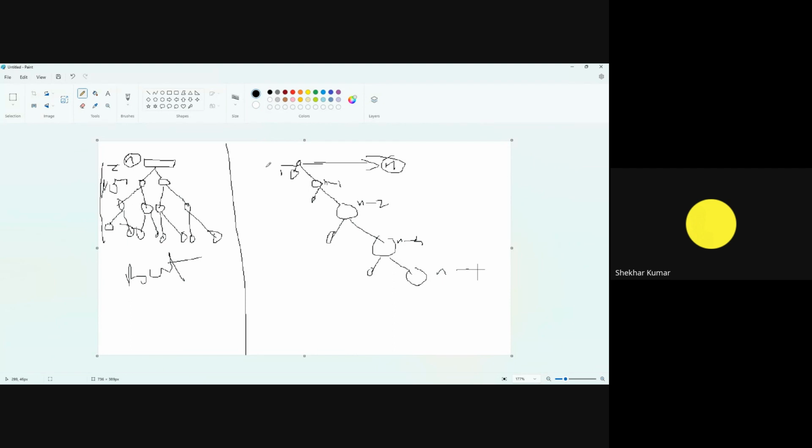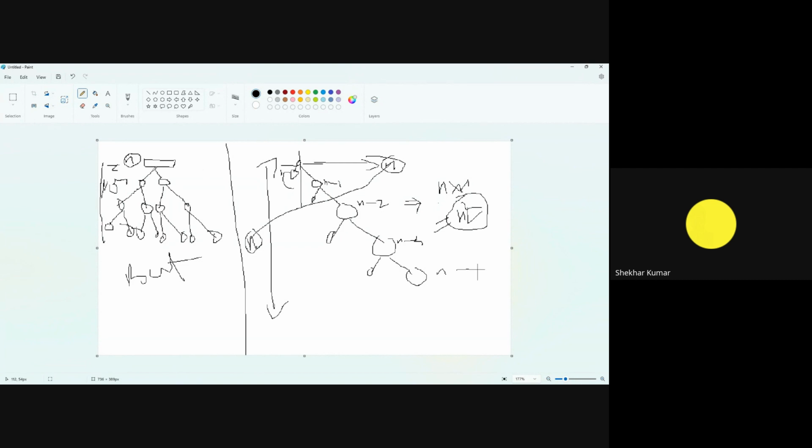In this case, the height of the tree will be n size, because on the left-hand side there is only one element, and on the right-hand side the remaining elements are there. So in the worst case, the total complexity of this algorithm will be n into n. So that will be your n square, the worst case complexity of the quicksort algorithm.